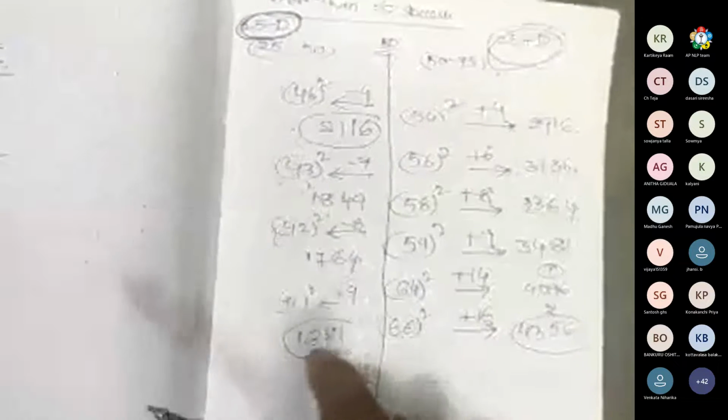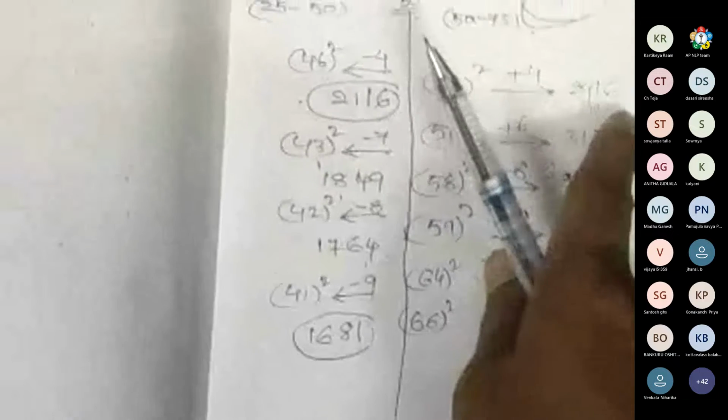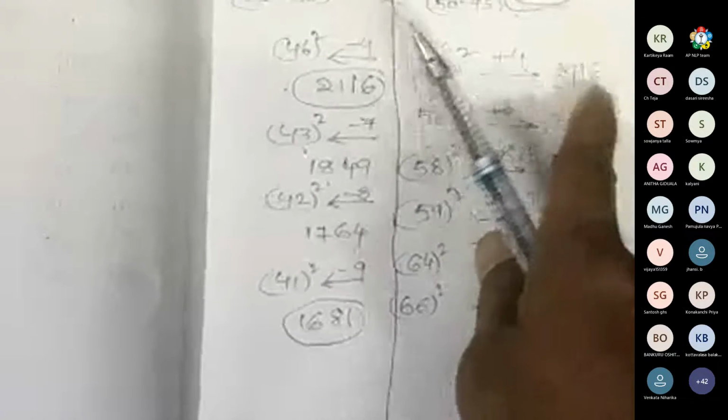41 whole square. For 50 it is 9 less. 9 square is 81. 25 minus 9 is 16. 1681. To calculate 54 whole square, 54 is 4 more. 4 square is 16. 25 plus 4 is 29. 2916.